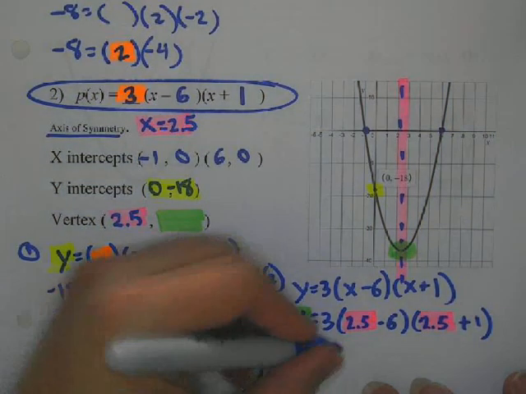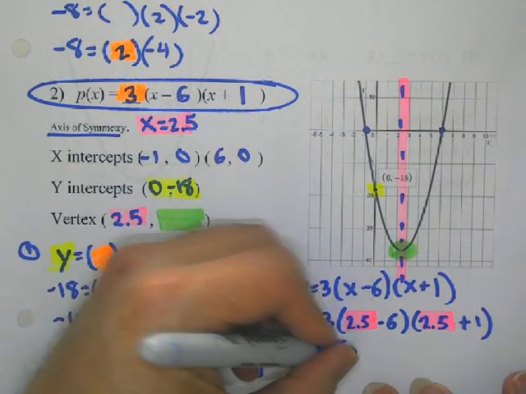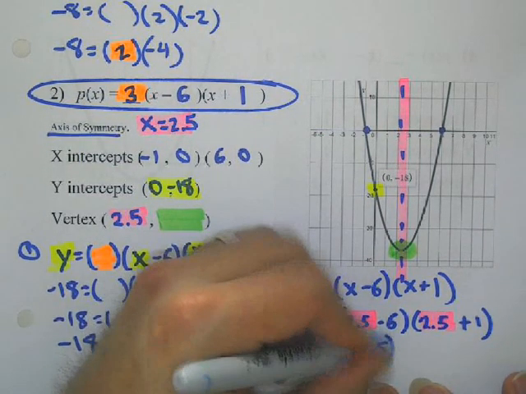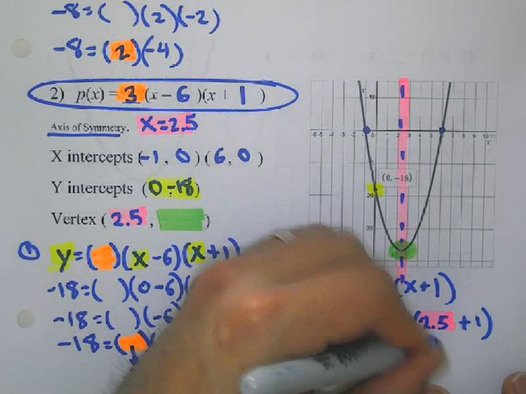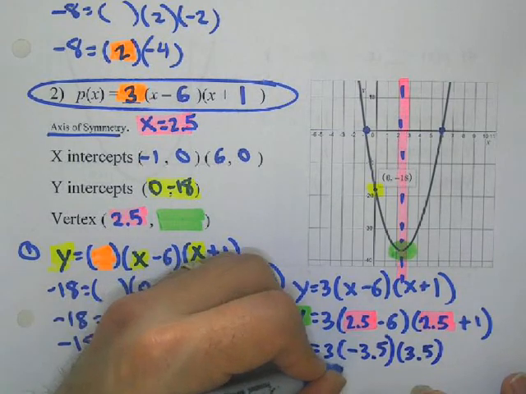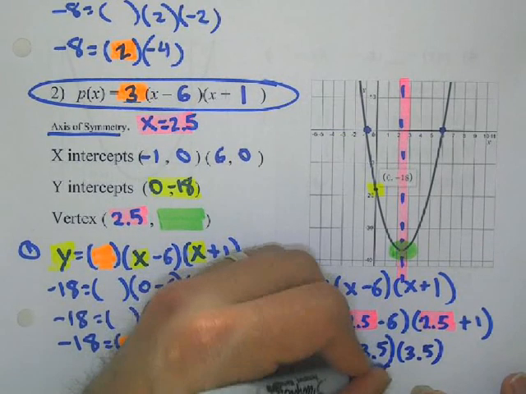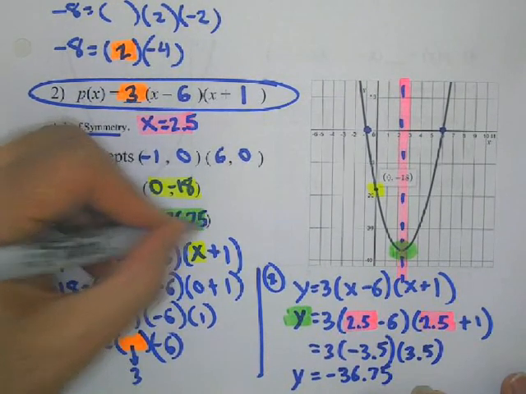Okay, so now we've got 2.5 minus 6 is going to give me negative 3.5, and 2.5 plus 1 is 3.5. And if I multiply all those together, I get y is negative 36.75. Okay, there we go. Okay, next one.